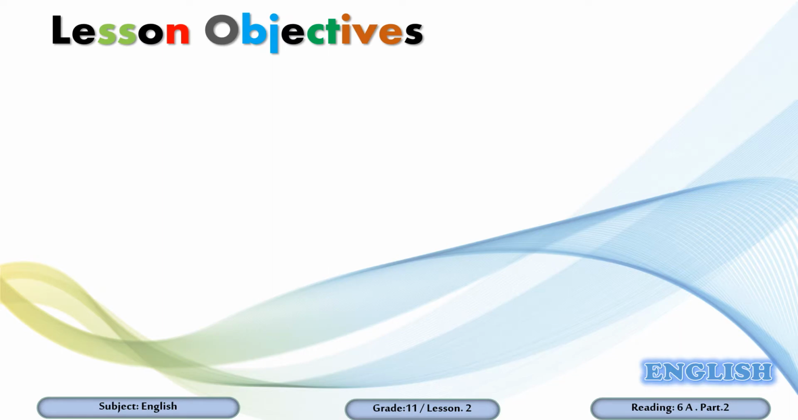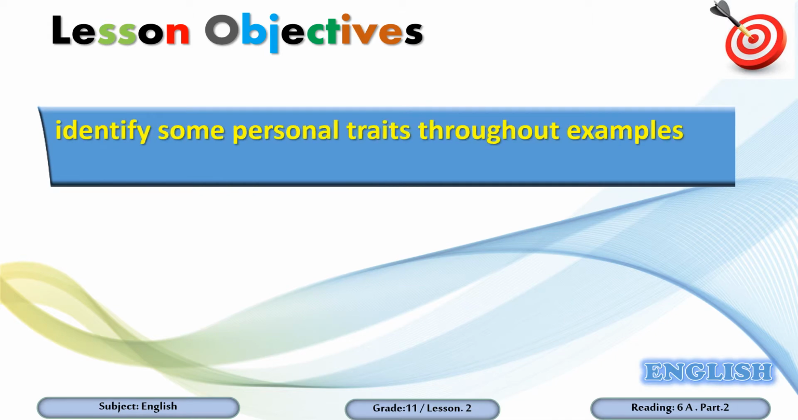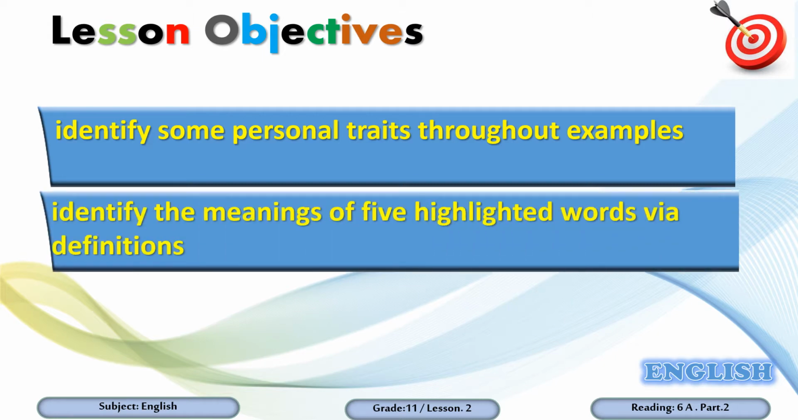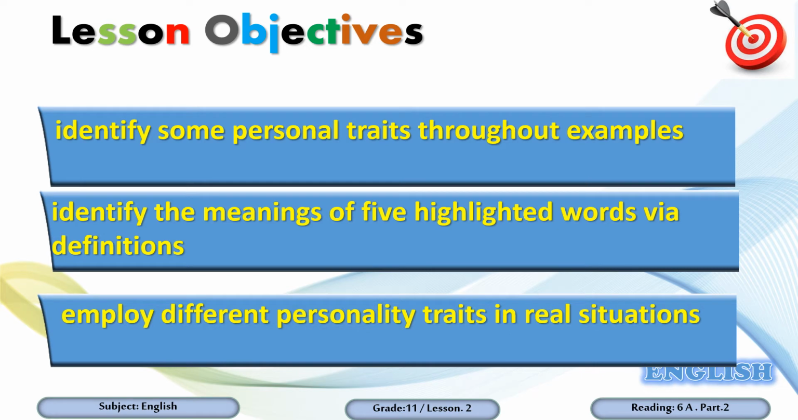The objectives of our lesson today: 1. Identify some personal traits throughout examples. 2. Identify the meanings of 5 highlighted words via definitions. 3. Employ different personality traits in real situations.